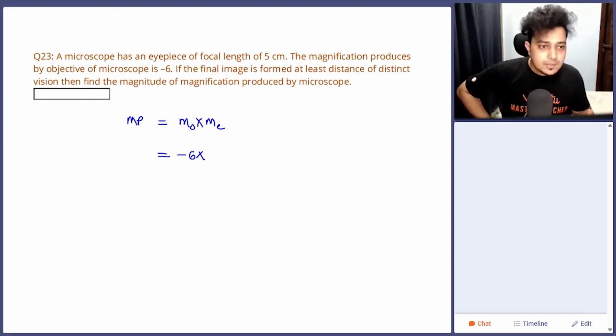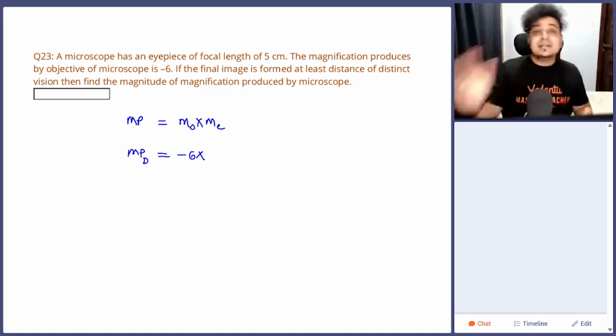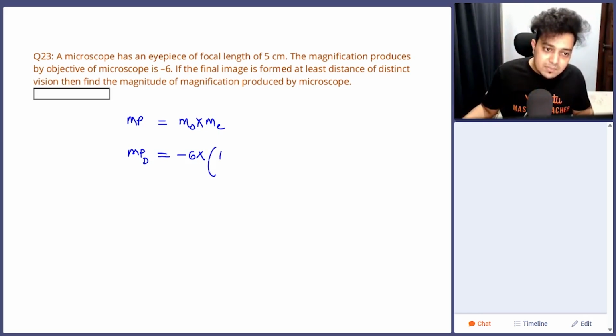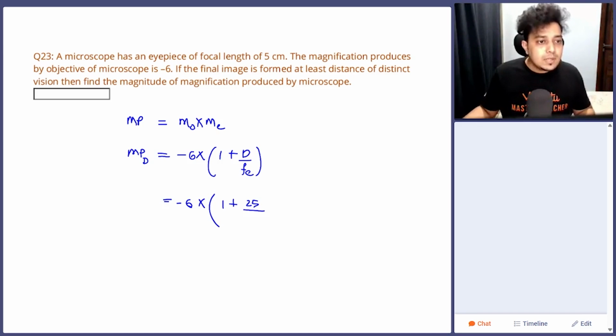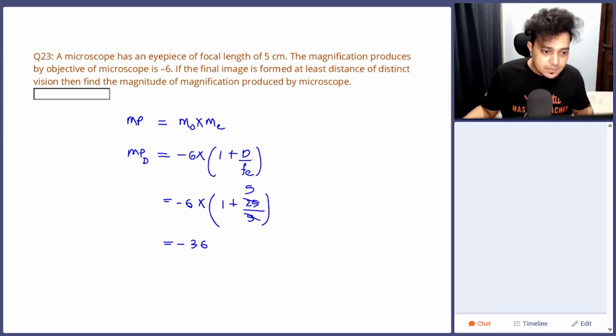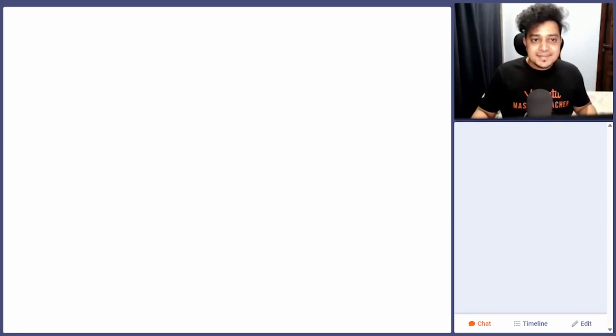We have to get the total magnification, but for which case? When the image is at DDV. So when the image is at DDV, the second lens of simple microscope still behaves like a simple microscope. So magnifying power will be 1 plus D by FE. So just put the value now, -6 into 1 plus 25 by FE. Focal length of eyepiece is 5. So this is perfect division, 5 plus 1, 6. So -36. Here we will just put the magnitude, which is 36. Done? Clear, everybody? Clear. Now, moving on to the next question.